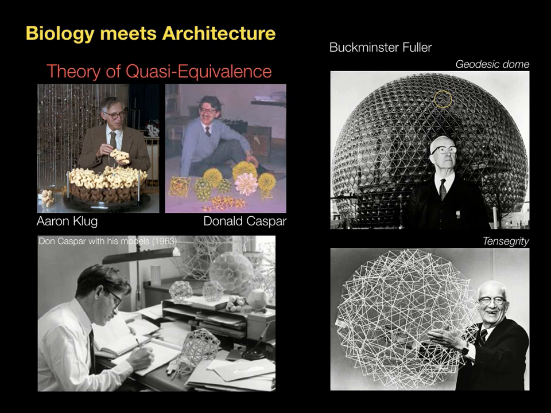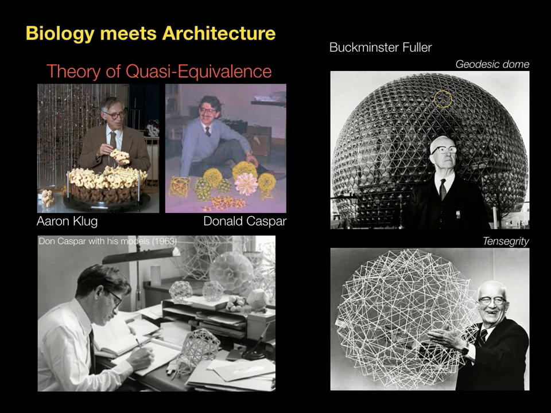So if you have these pentagons distributed regularly in this structure, you can get a perfect sphere. So that's basically what viruses are doing.